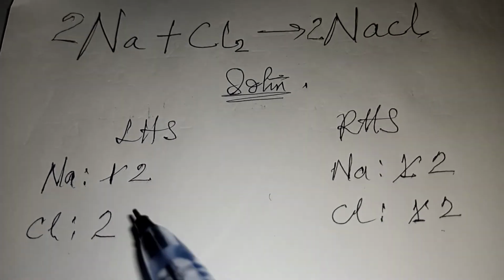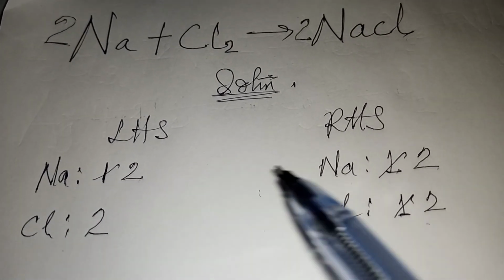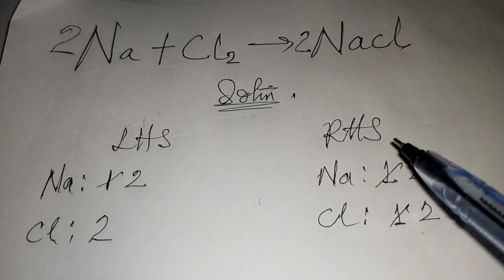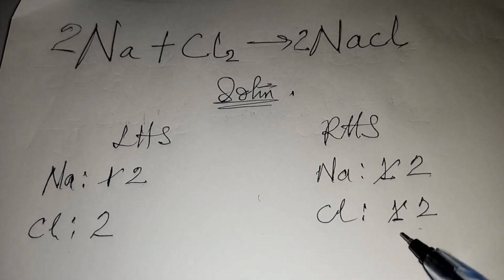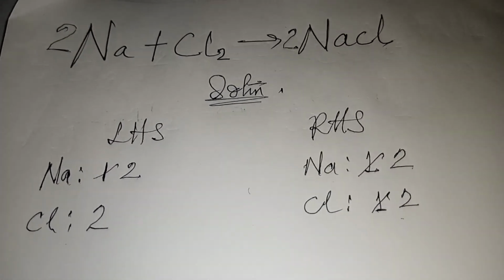At this point, you can see that we have 2 atoms of sodium on both sides, and we also have 2 atoms of chlorine. Therefore, this equation is balanced. All right, so let's see another slide for more equations.